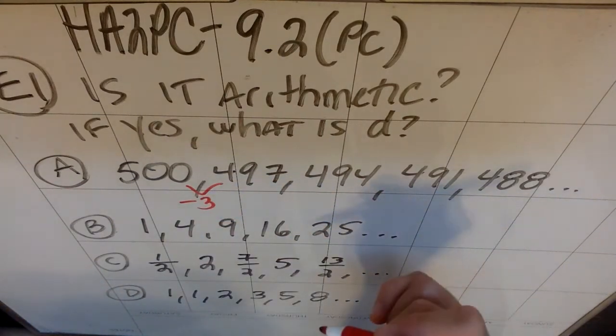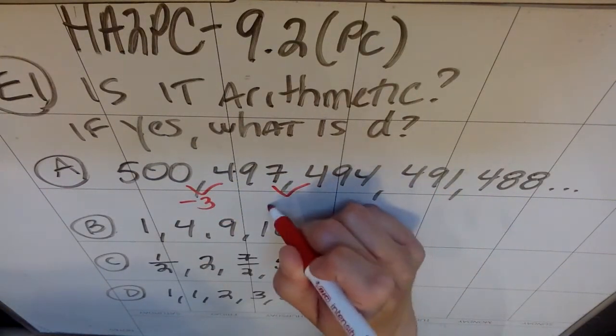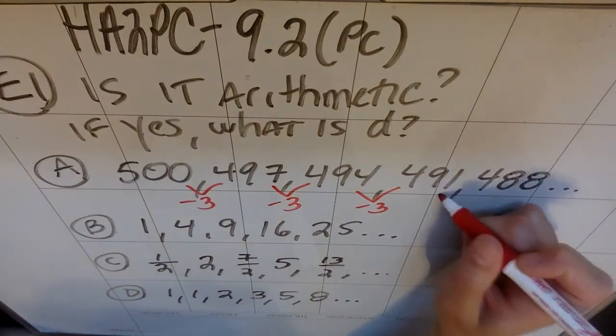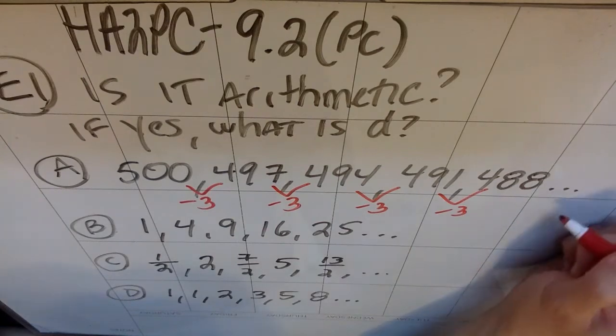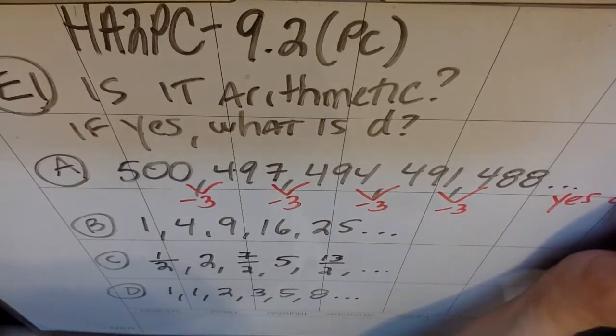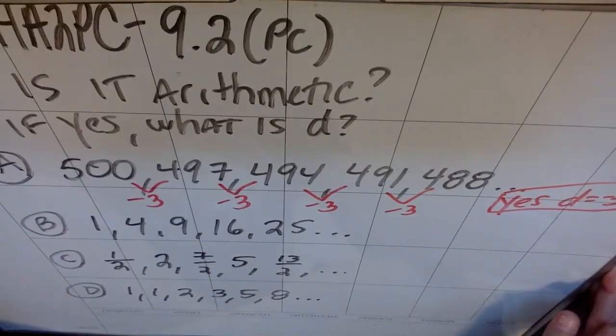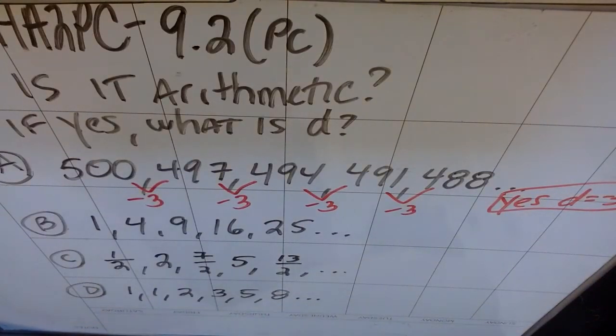500 minus 3 would give me 497, and if I subtract 3 again, I'd get 494, and if I subtract 3 again, I'd get 491, and if I subtract 3 again, I'd get 488. So the answer is yes, and the common difference is negative 3, right?